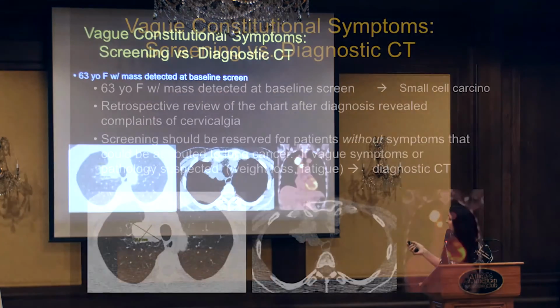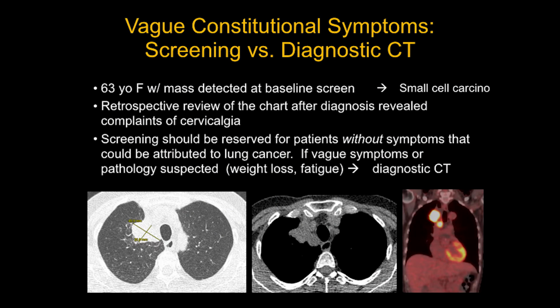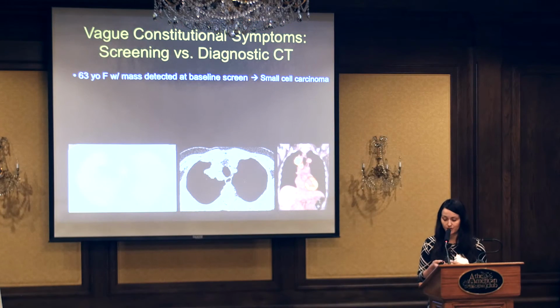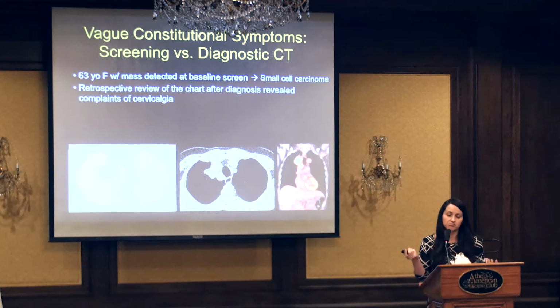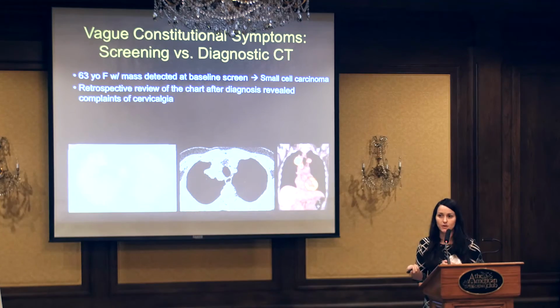And okay, this is the last case, and this was the second lung cancer screening that I read when I was in my fellowship, and we found this huge mass in this person at baseline screening. And it ended up, of course, as you can see there, small cell carcinoma. It was so hard for us to understand how someone can have such a big mass and not have any symptoms, because lung cancer screening, you're supposed to do in people that are asymptomatic, without symptoms of lung cancer. And we went back and she just had cervicalgia, which is not a symptom that you would attribute to lung cancer.